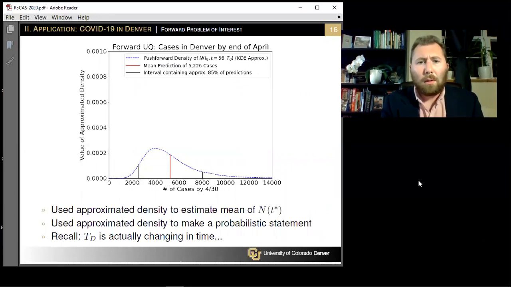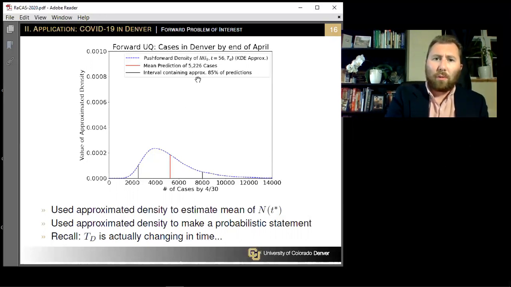So now I have used KDE to approximate the density of our prediction for the end of April. And what you find is that the mean of this density is very close to 5,000 cases that we could have. But just keep in mind that the mean is not the prediction, right? The prediction or the answer to a forward problem is the density.